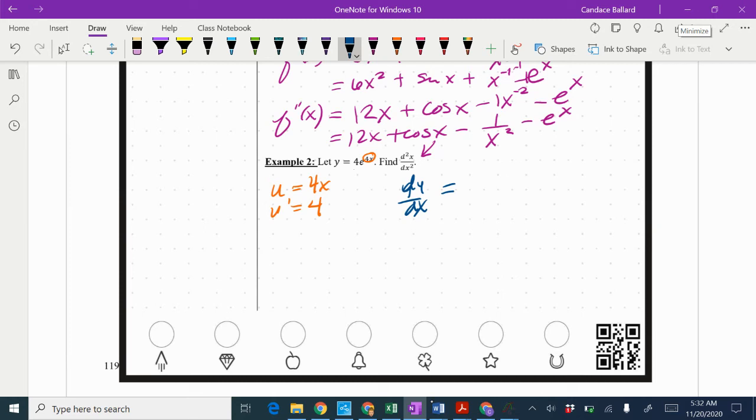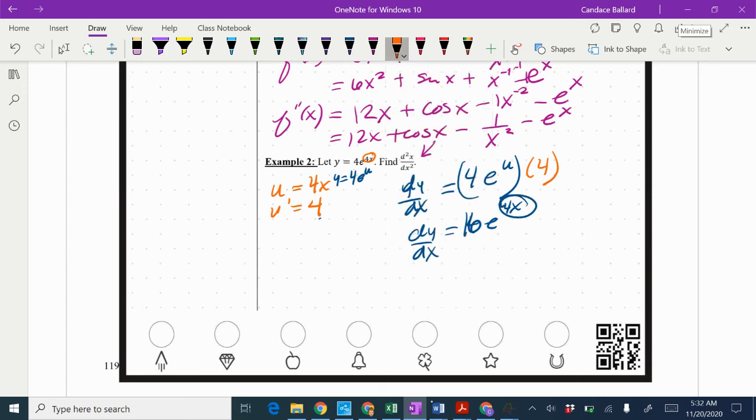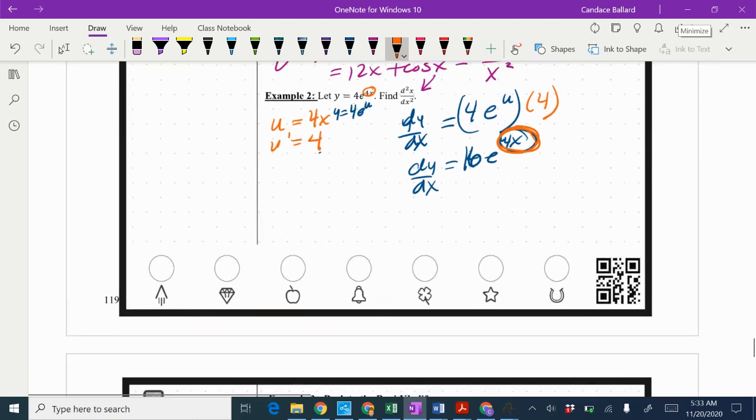The function is actually 4e to the u. I should have really rewritten that. So the derivative of 4e to the u would be 4e to the u, and then times the derivative of the inside, which we learned was 4. That's the same thing as saying 16e to the 4x. You'll notice, hopefully, that my u is the same there. I have the same u for my chain rule for the second derivative, so I don't need to redo that.